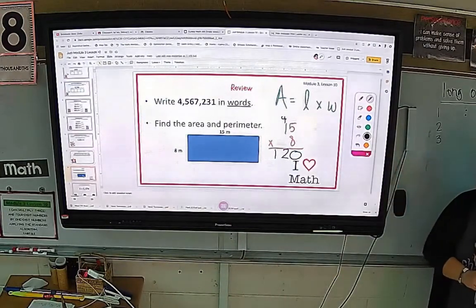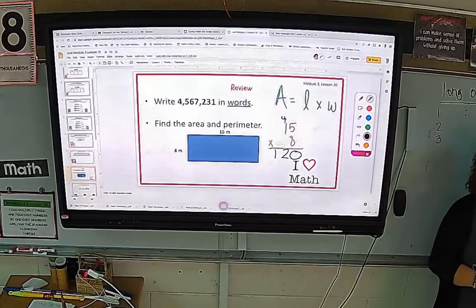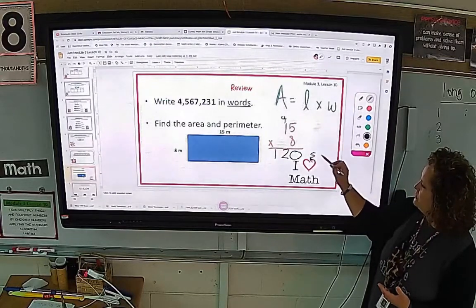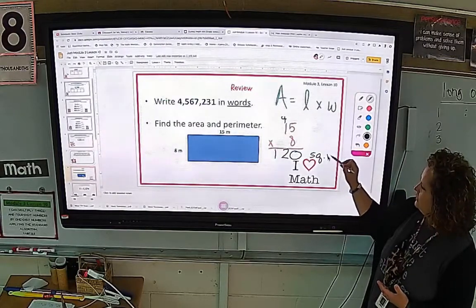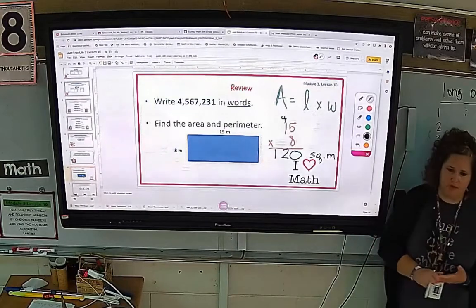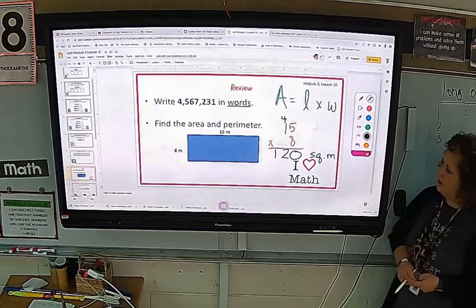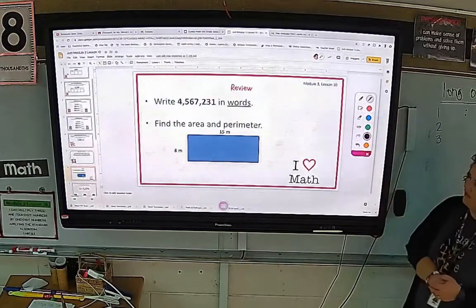And since this is area, it's not just 120, it's 120 square centimeters. No, it's meters this time. Square meters. And this is one way to write it, just to abbreviate it. There's actually a few ways to write it. Okay. All right. What would we do to find the perimeter?